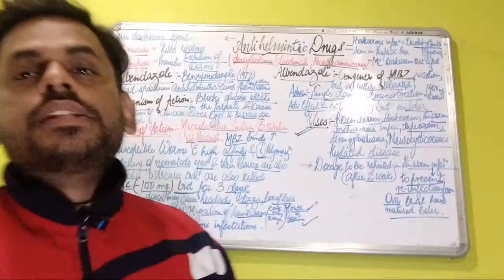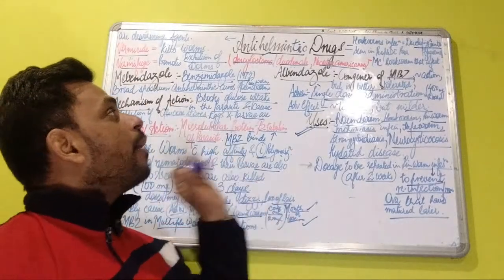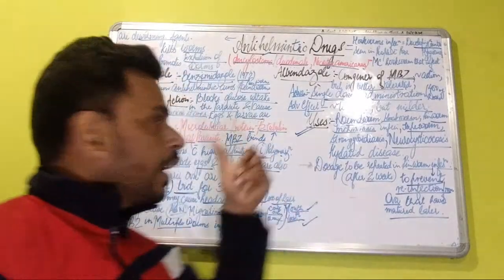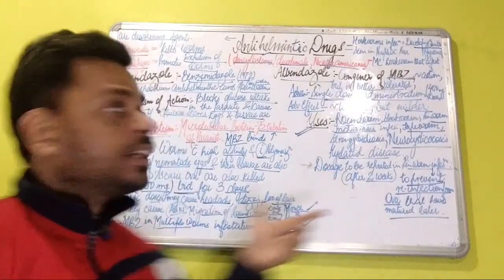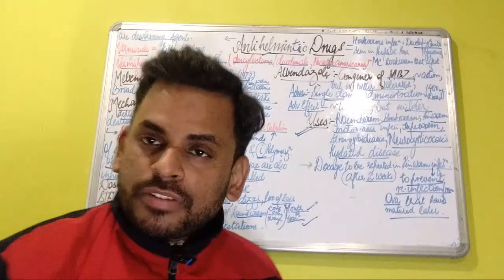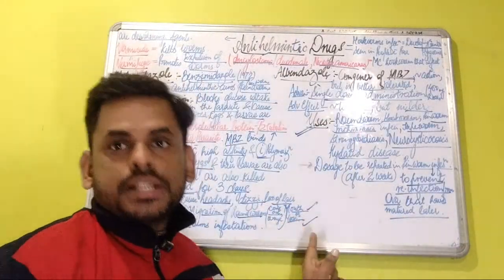So students and viewers, this was a very short discussion where I have discussed in simple language the anti-helminthic drugs. What are the anti-helminthic drugs? In what conditions they are given, and what are the two most important anti-helminthic drugs? First is mebendazole, next is albendazole. I have discussed their mechanism of action, their uses, and the dosage and side effects.